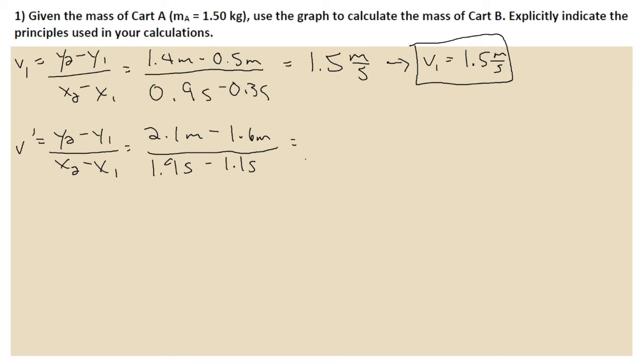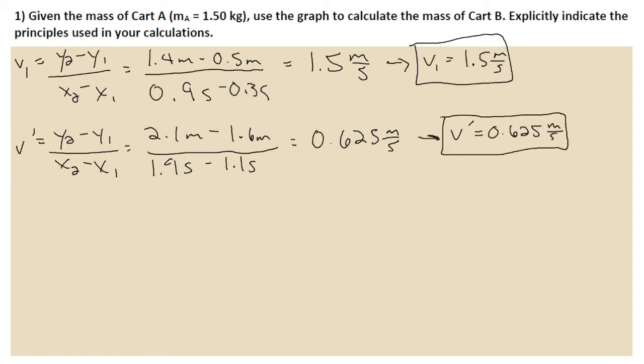Notice this one's going to be smaller, that's good. 0.5 divided by 0.8 is 0.625 meters per second. And so my V prime is 0.625 meters per second. Now, first of all, just right off the bat, that's good. The reason why that's good is because it should be smaller.